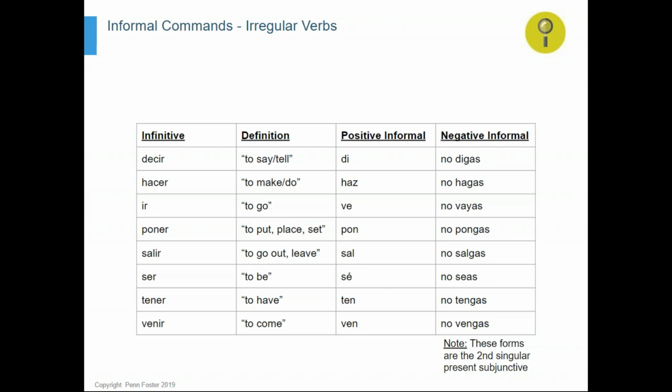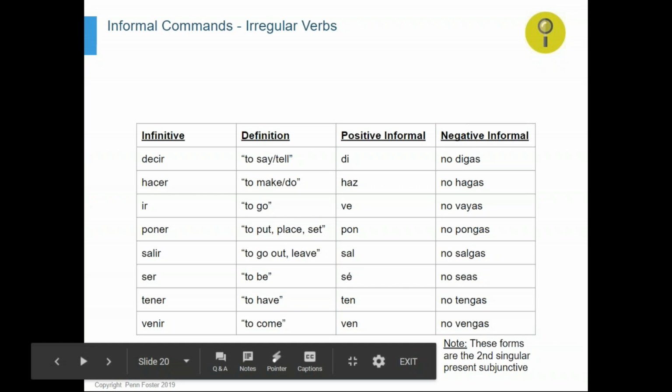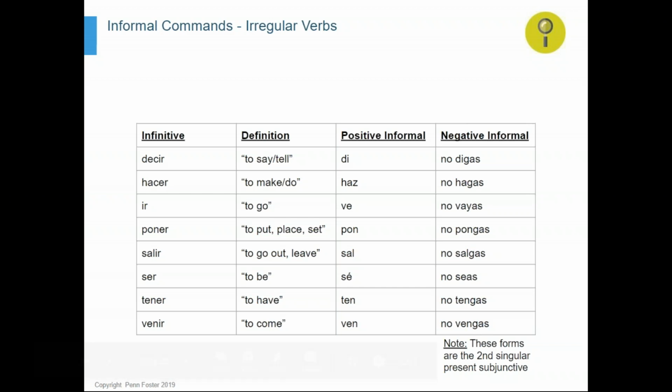Negatively, however, they still use the second subjunctive. So only the positive informal irregulars have to be memorized. They do not follow the rules we just discussed. That's why they're irregular. Negatively, however, they do use second subjunctive. A little bit different. So a good list of 8 to memorize.